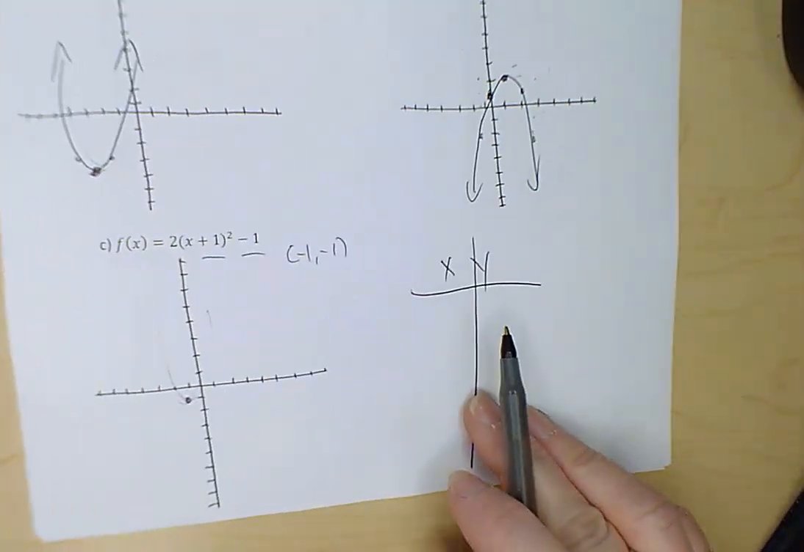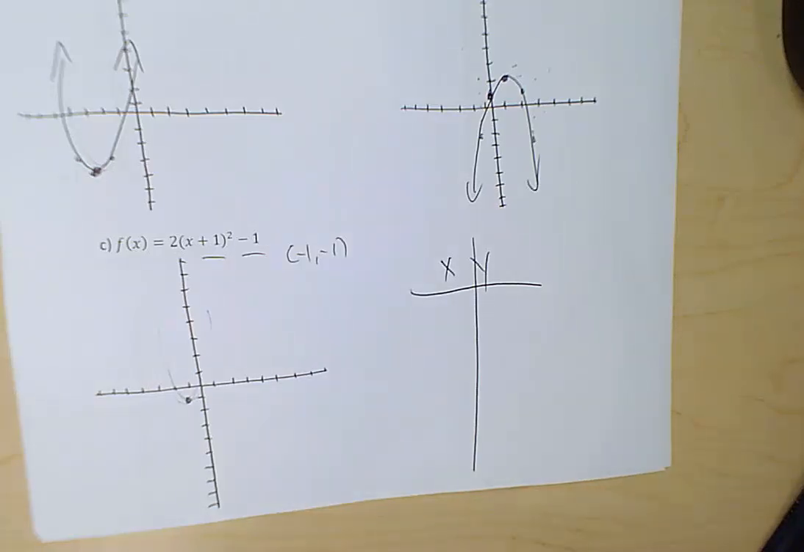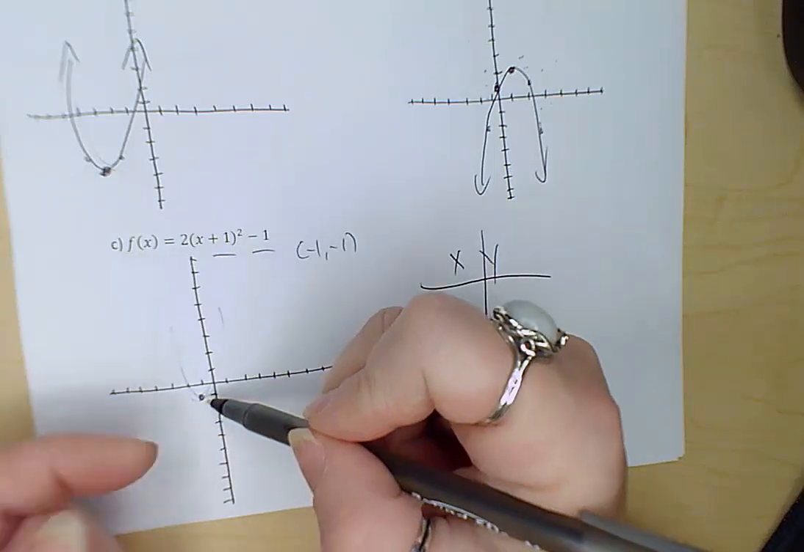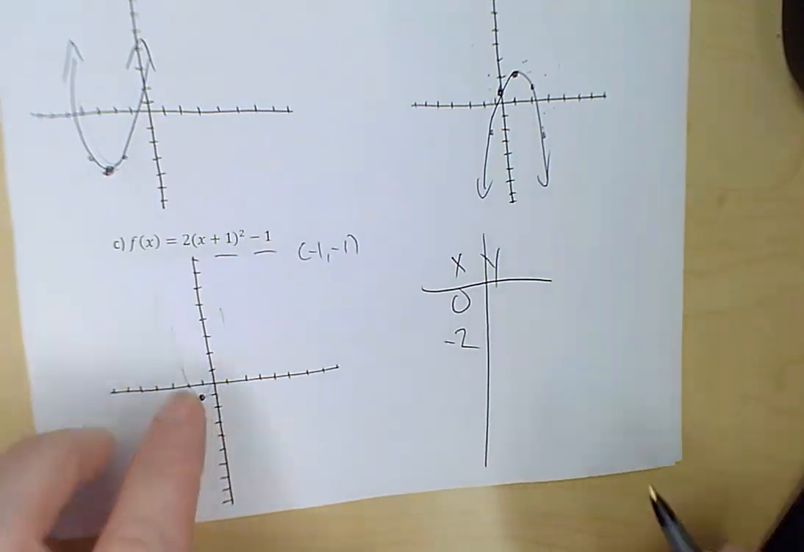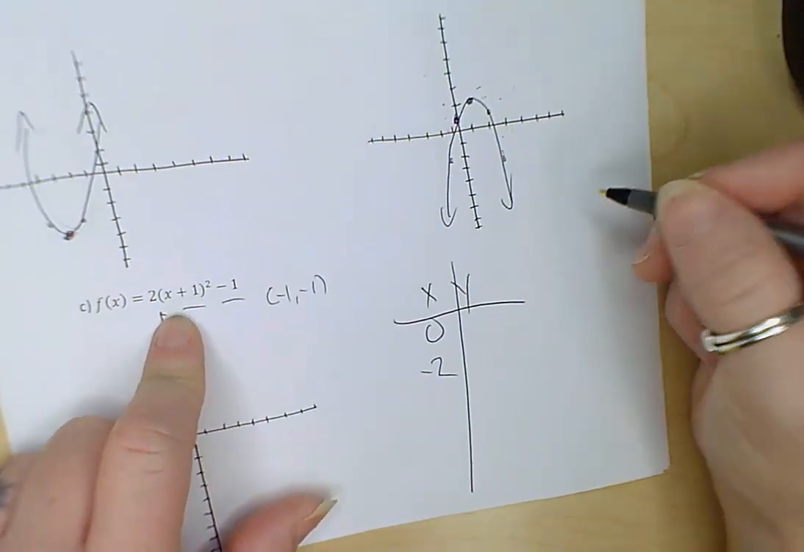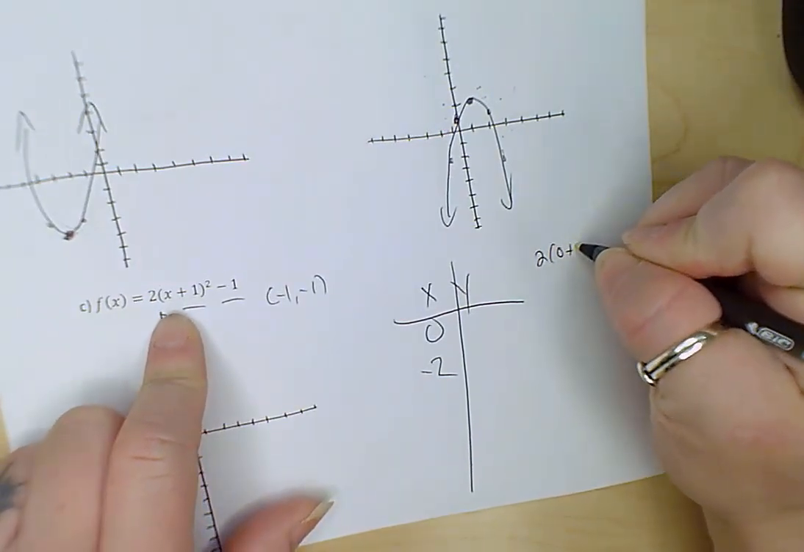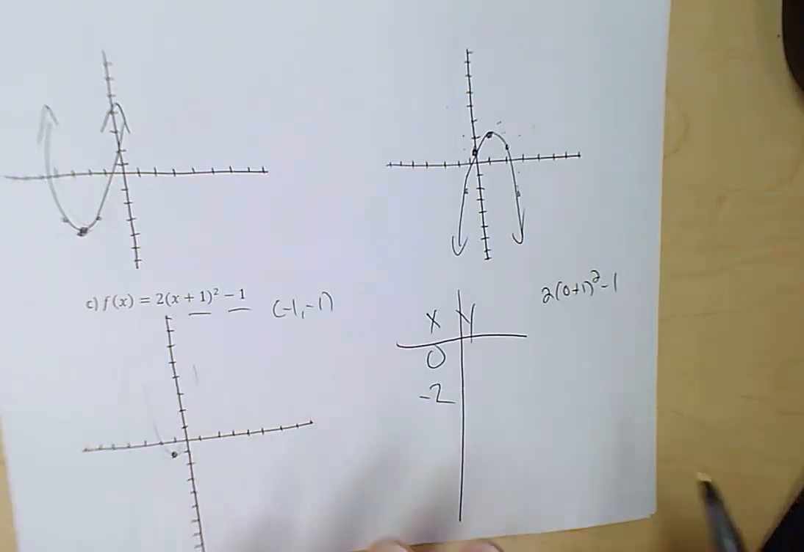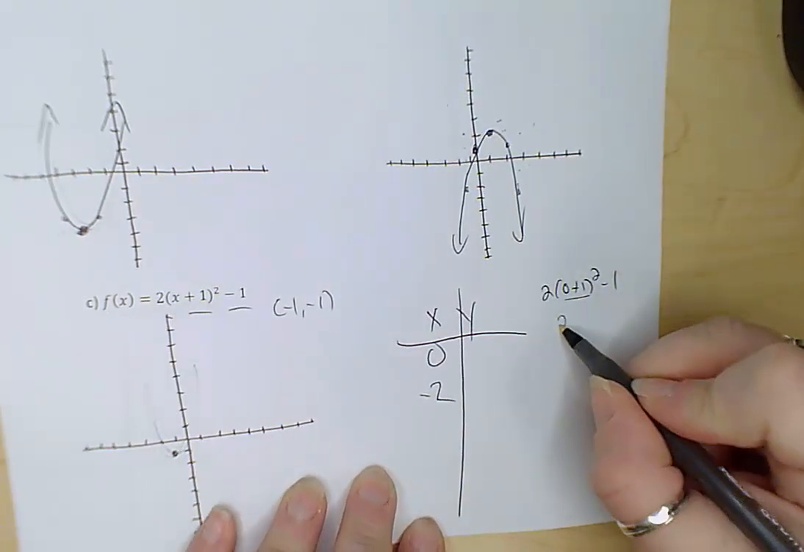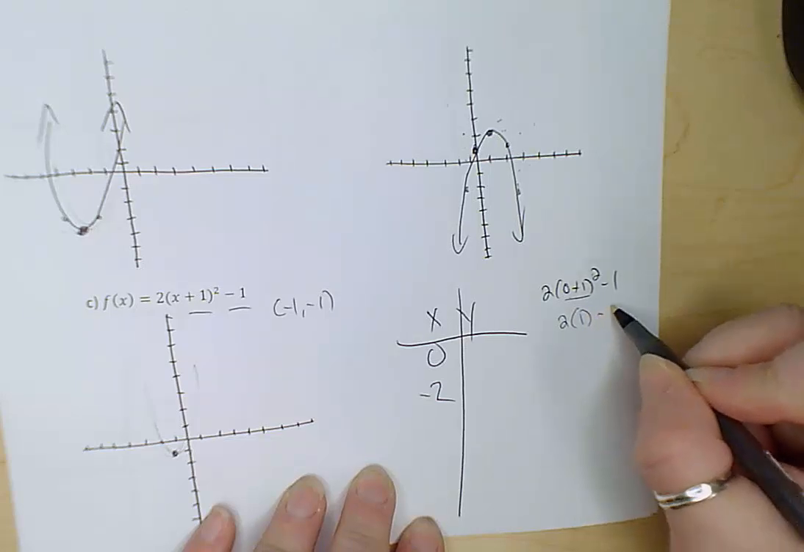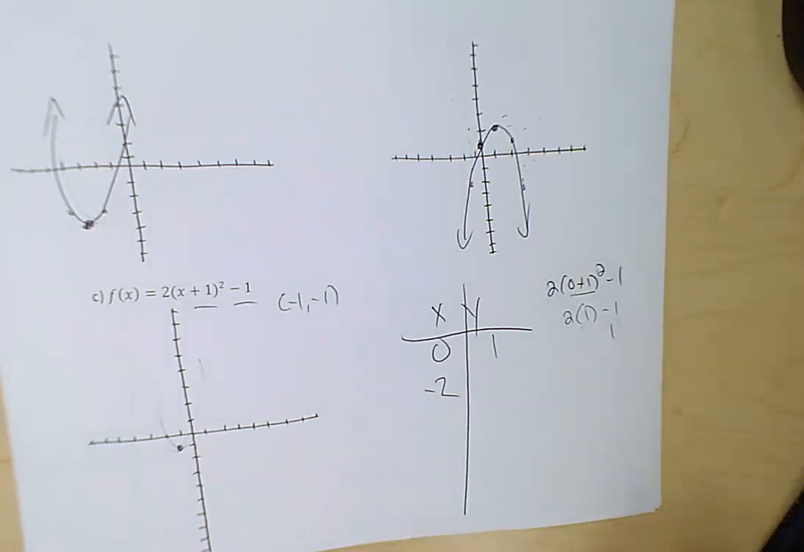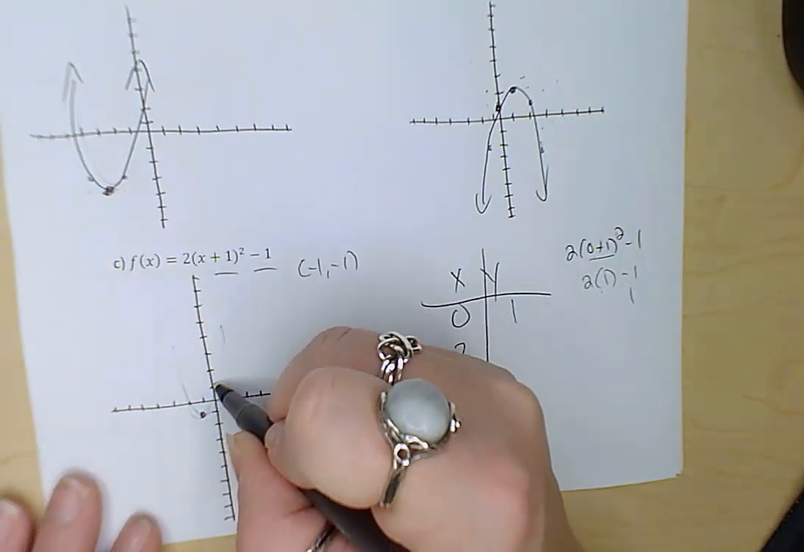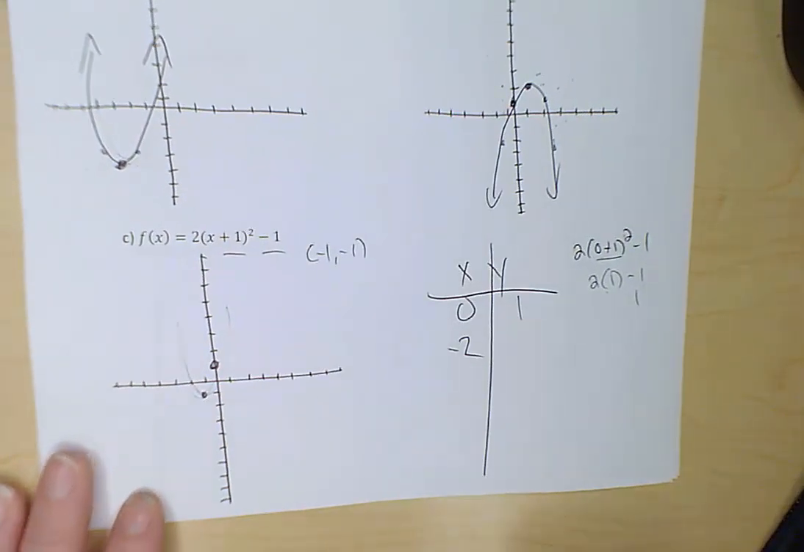So what I would tell you to do here is a quick little XY table. Let's just calculate 2 points real quick. I'm just going to pick the points right next to the vertex, so I'm going to pick a 0, and I'm going to pick a -2. Plug those into your equation. If I plug in a 0 here, that is 0 plus 1 squared. Well, 1 squared is just a 1, right? Which gives me 2 minus 1, which is a 1 when we simplify that. That means we get the point 0, 1.